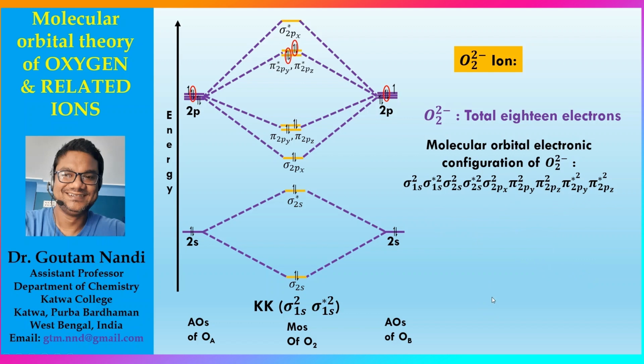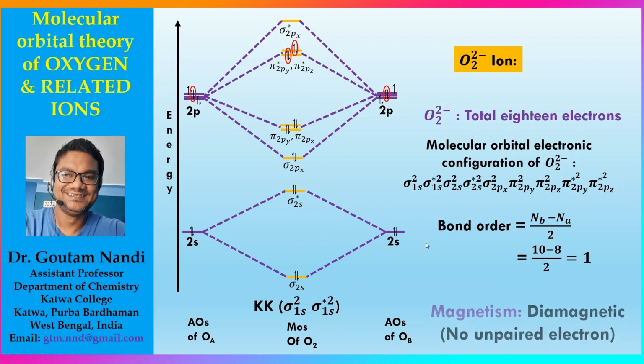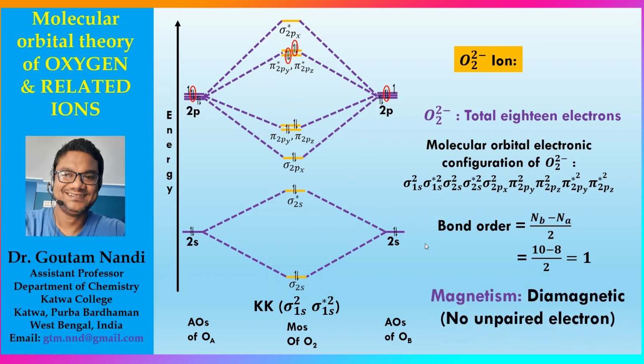So the total number of bonding electrons will be 10 and the total number of antibonding electrons will be 8, and the bond order will be 10 minus 8 divided by 2, that is 1. Now in the diagram you can see there is no unpaired electron left in the molecular orbitals. So the O2 2 minus ion will be diamagnetic as there is no unpaired electron.